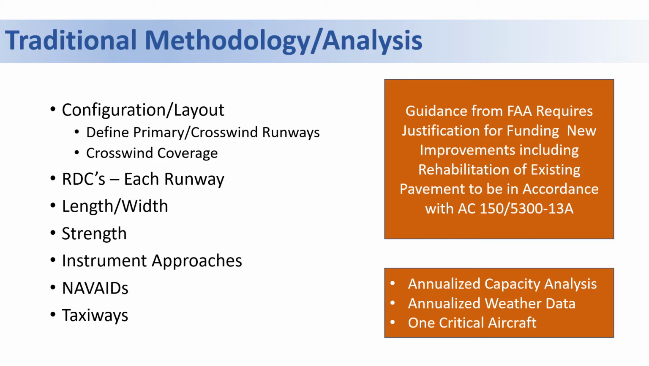There are two ways to approach the airside requirements analysis. The first of which is traditional methodology. This looks at the FAA requirements and guidance, much of which involves looking at annualized capacity, annualized weather data, and one critical aircraft. We would apply this approach to the configuration, the layout for each individual runway, and looking at the length, width, strength, and approaches based on this annualized approach.